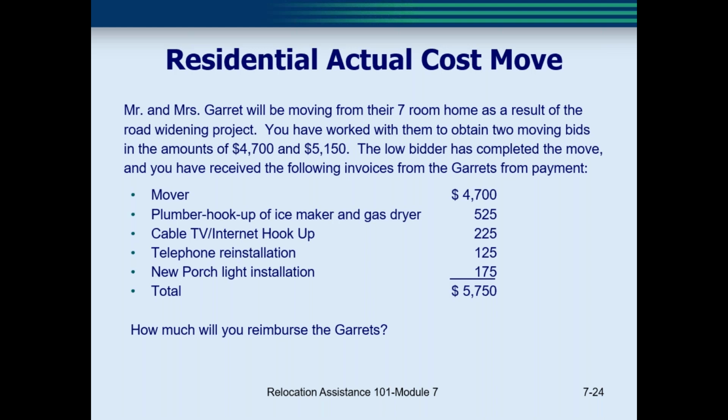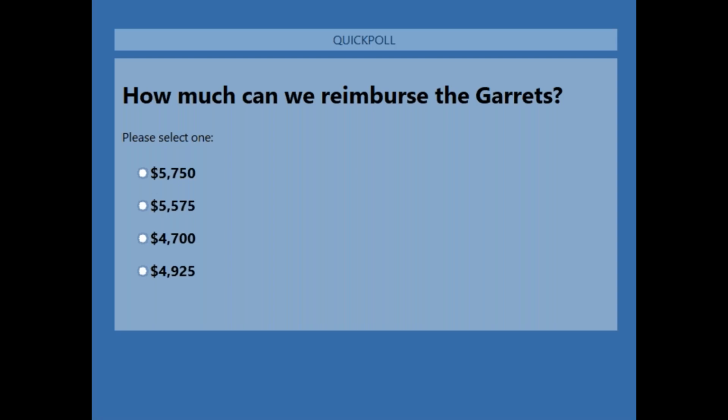the Garretts for payment. So which of those on the list do you think that they are eligible to be reimbursed for? They've got the invoice from the mover for the $4,700. They've also got a plumber hookup fee for an ice maker and a gas dryer. They've got cable TV, internet hookup for $225, telephone reinstallation, new porch light installation for a total of $5,750. Which of those do you think it's reasonable to reimburse? Which ones were reasonable, necessary, actual?